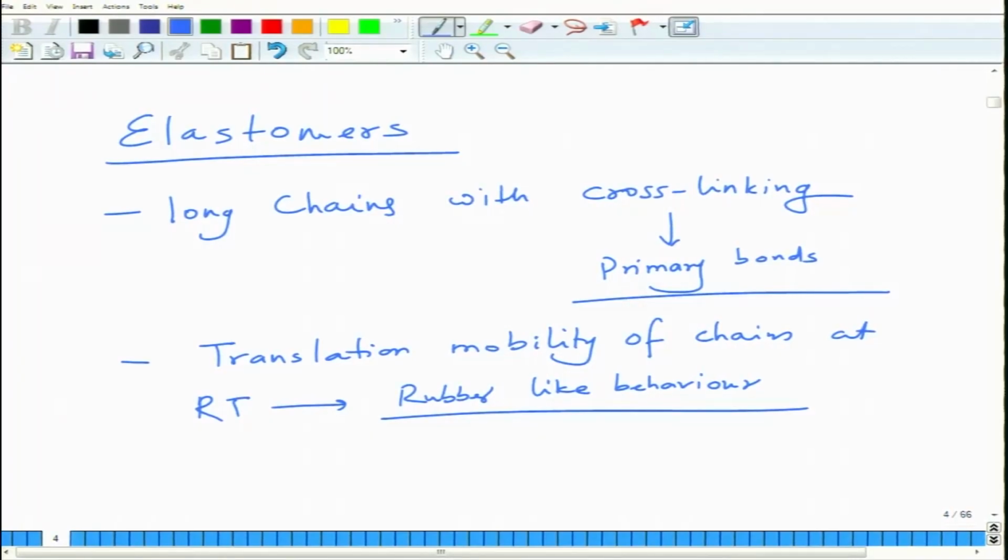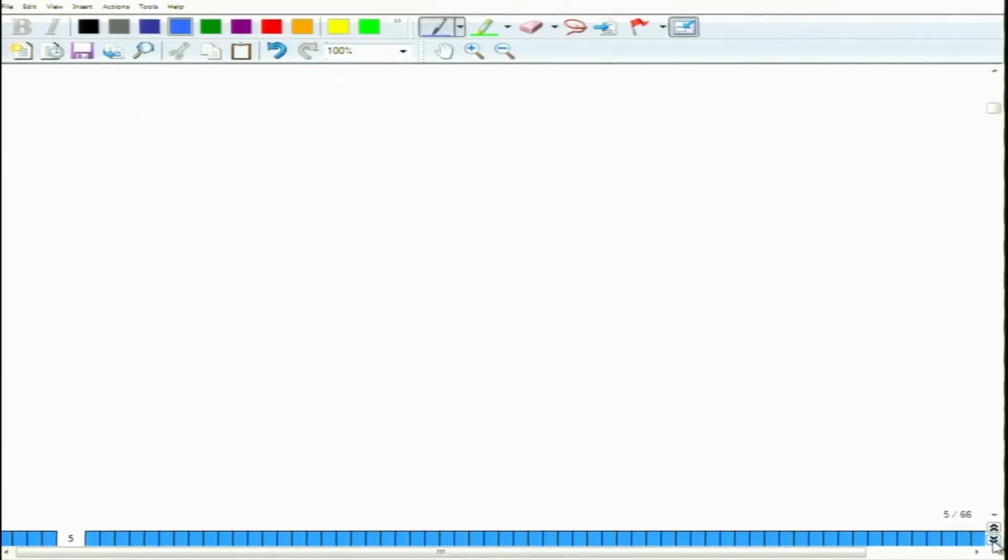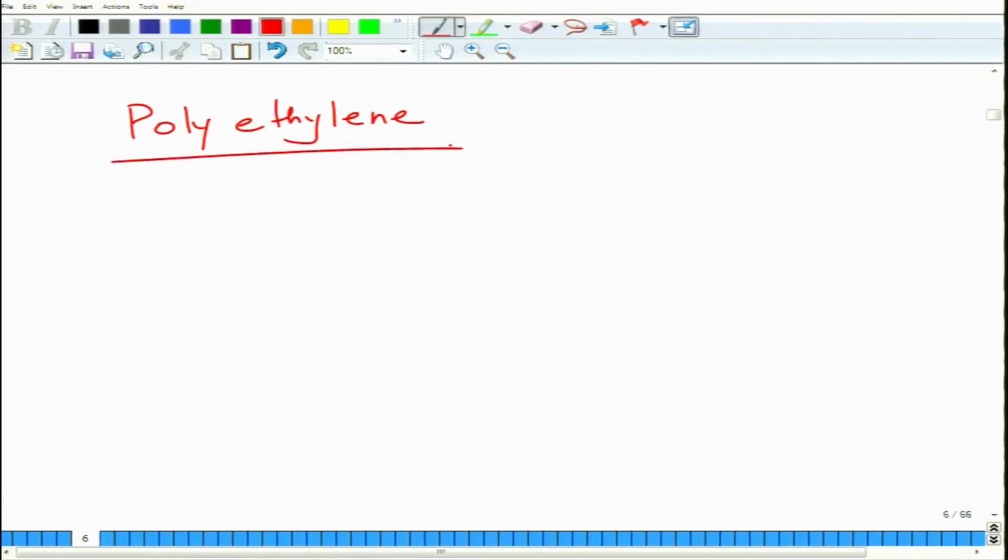So these are three categories of long chain polymers. Let us see the example of, to begin with, polyethylene structure. So we start with the polyethylene structure.